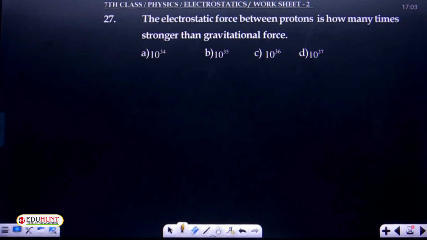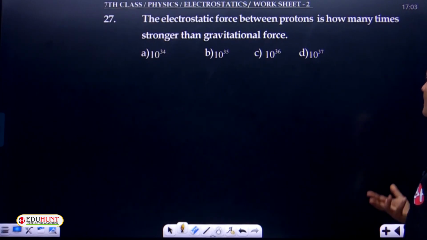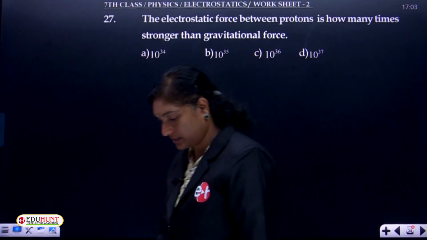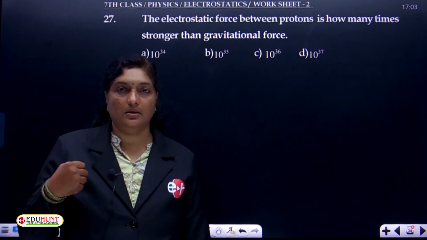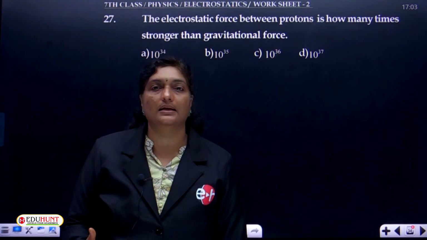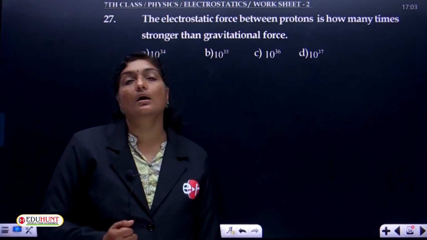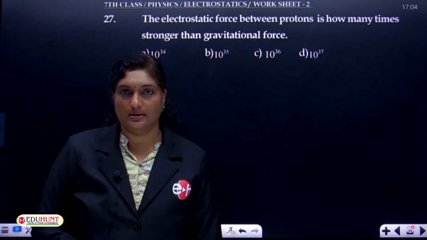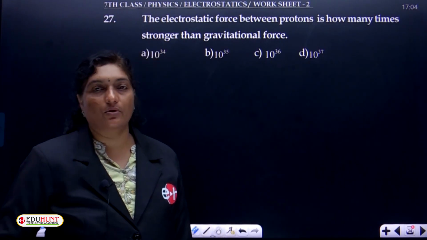So, now moving to the next question, 27. The electrostatic force between two protons is how many times stronger than the gravitational force? Children, one thing you always remember, we have basic forces in nature: the gravitational force, the electrostatic force, the strong nuclear force as well as the weak nuclear force. Among them, the strongest are the nuclear forces.